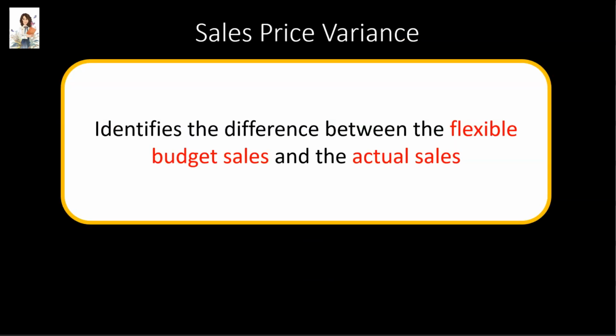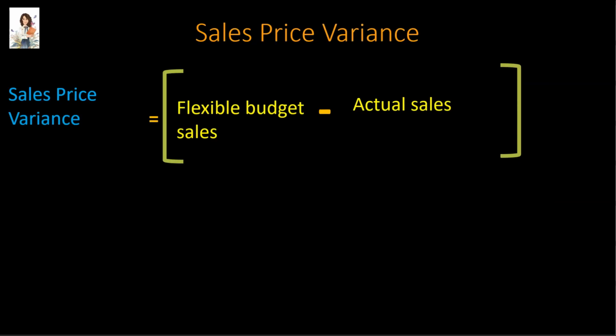Let's look at the sales price variance now. The sales price variance identifies the difference between the flexible budget sales and the actual sales. The formula for sales price variance is sales price variance is equal to flexible budget sales minus the actual sales.